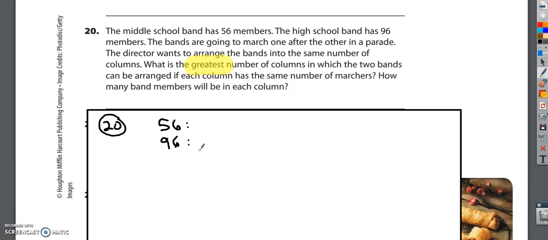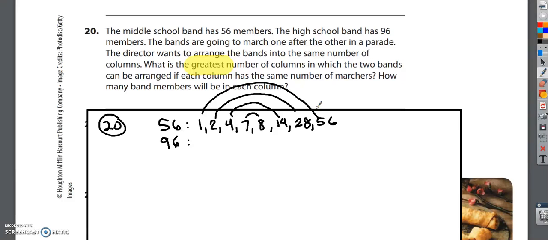You could also list the factors of 56, which include 1, 2, 4, and 7. It's going to be 7 times 8, and that's important to know. That'll be important later. How many times does 4 go into 56? That's 14. And 2 goes into 56 28 times. And 1 goes into 56 56 times. So I'm going to use my rainbow method to make sure I get them all: 4 times 14, 2 times 28, and 1 times 56.